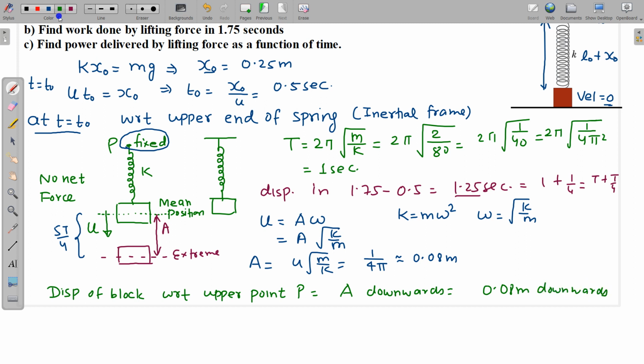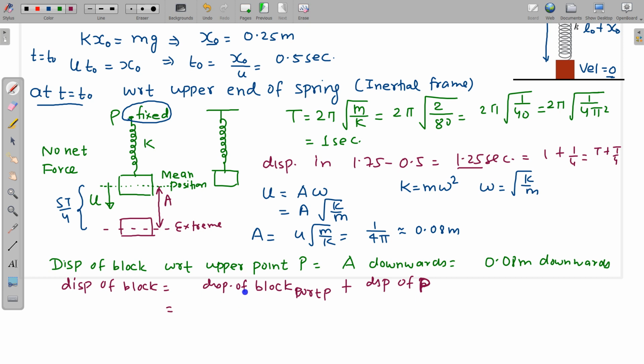This is the displacement. What is the displacement with respect to ground? Displacement of block with respect to ground will be equal to displacement of block with respect to point P, and now we have to add the displacement of P also, vectorially. So what is displacement of block with respect to P? This is 0.08 meter downwards, and displacement of point P with respect to ground will obviously be in the upward direction.